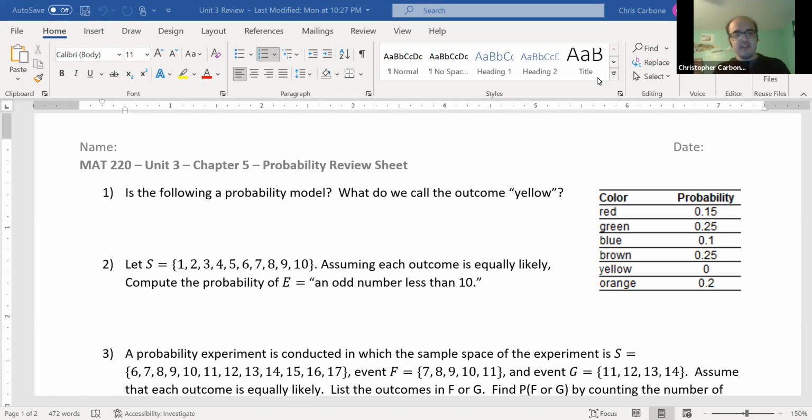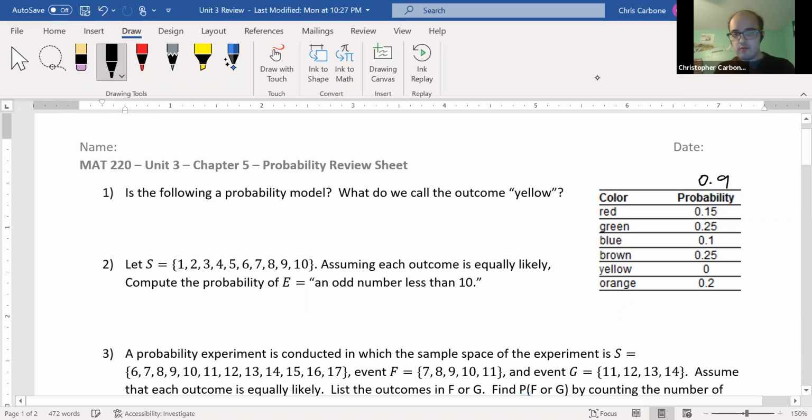For the first question, I have the following probability model over here on the right, and then what do we call the outcome yellow? In this case, we can see each of these probabilities is between 0 and 1 inclusive, but if we add them up, they are not going to be 1. If we add these up, we get 0.5, 0.75, and then 0.90, which is not 1.